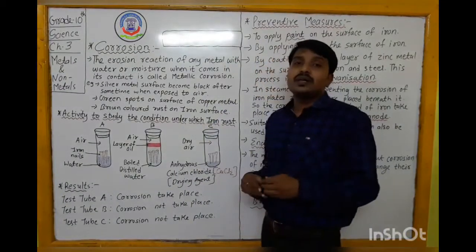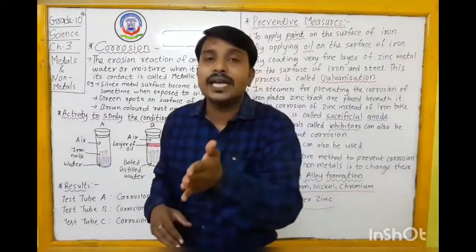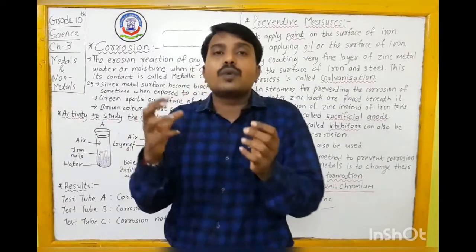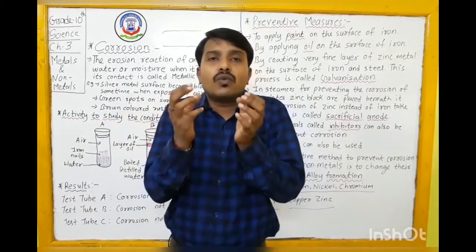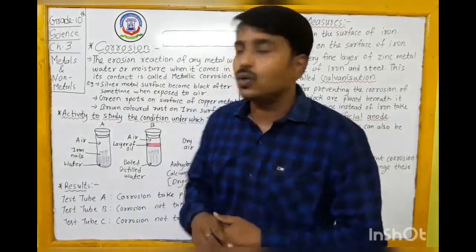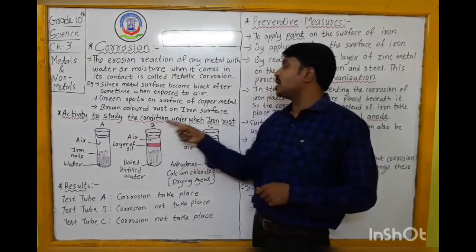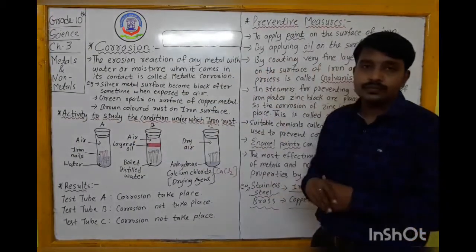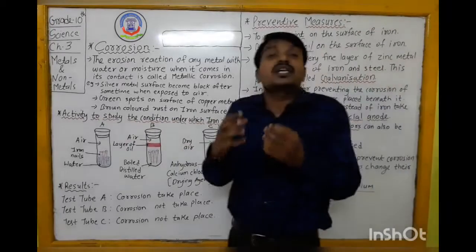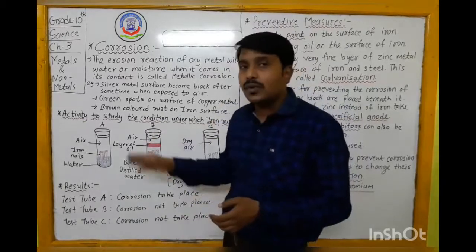Now we will study the actual reason behind the corrosion of a metallic surface, meaning why the corrosion process is taking place. What is the reason due to which that corrosion is taking place, that we are going to learn. In that you can see the activity to study the conditions under which iron rusts. Suppose an iron particle or iron material, under which condition will it corrode? That we are going to learn through this activity. It is given in your textbook.